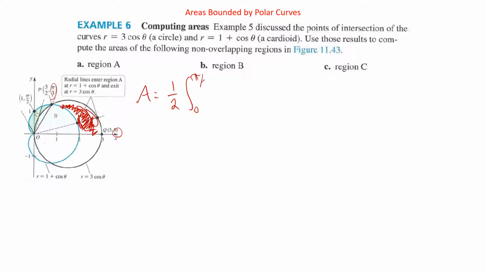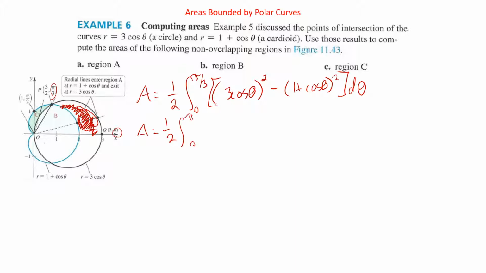0 to pi over 3 of the circle, 3 cosine theta squared, minus the cardioid, 1 plus cosine theta squared d theta. And then we're going to solve this. We're going to find the antiderivative. So A equals 1/2 times the antiderivative from 0 to pi over 3.